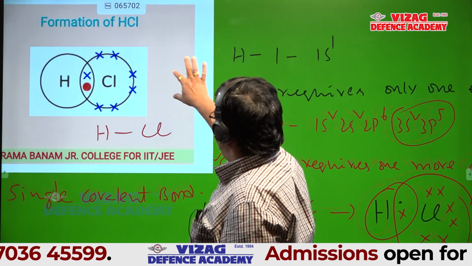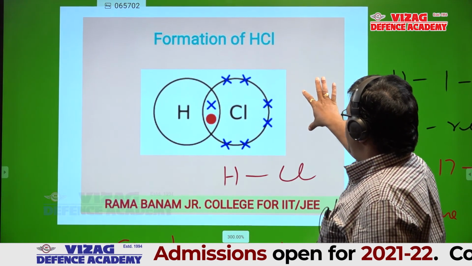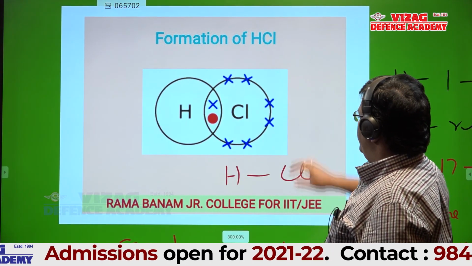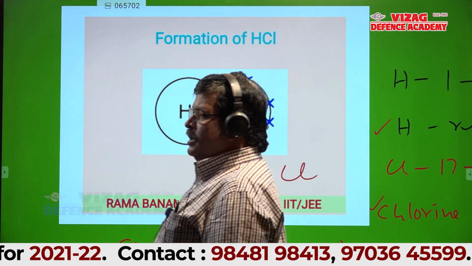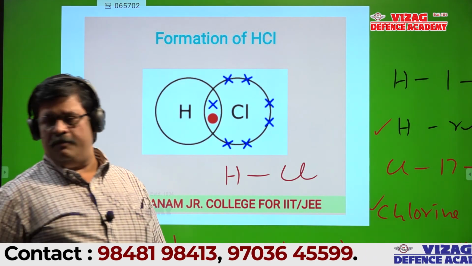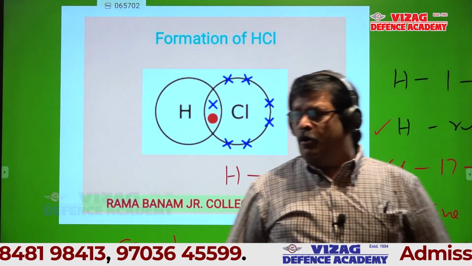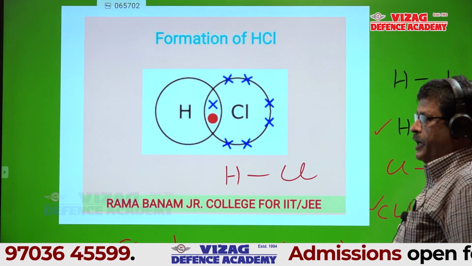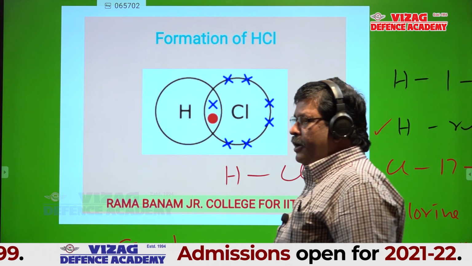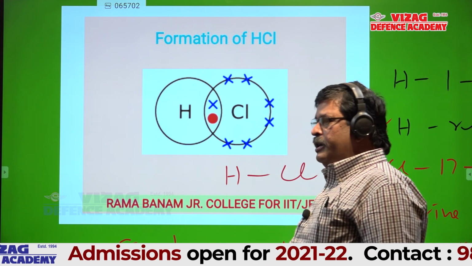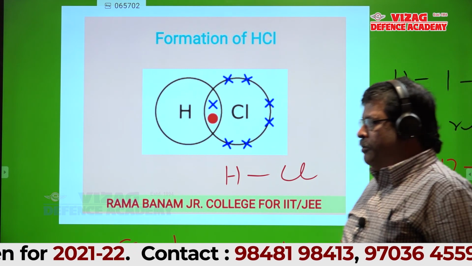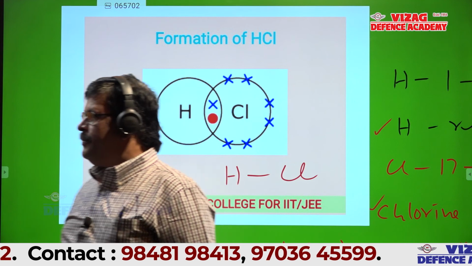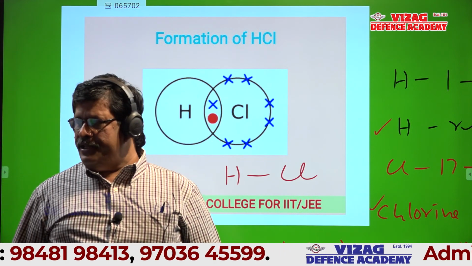You can see the same on the slide also. The red dot represents the electron of hydrogen and blue are the electrons of chlorine. So one electron is contributed by hydrogen and one electron is contributed by chlorine. That's the representation of the HCl molecule. Is it okay, students?